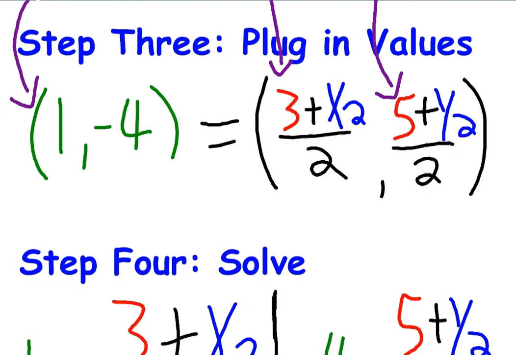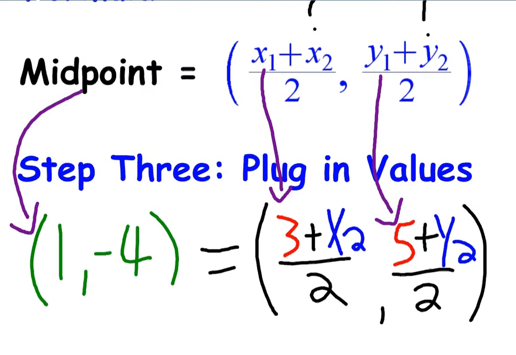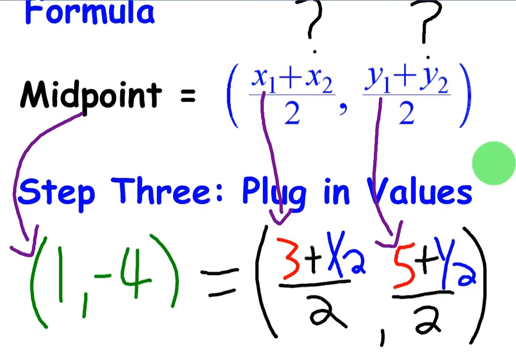Now the formula for midpoint is the same. Okay, (x1 plus x2) over 2, comma (y1 plus y2) over 2. The difference is we are plugging in the midpoint this time. That gave us (1, -4). We're plugging in our x1 plus x2, although we're solving for x2 this time, so we're leaving it as x2. We're plugging in our y1 plus y2. Again, we're solving for y2, so we leave it.